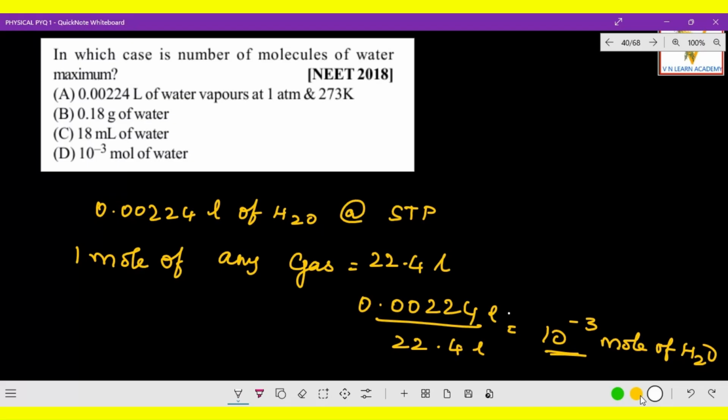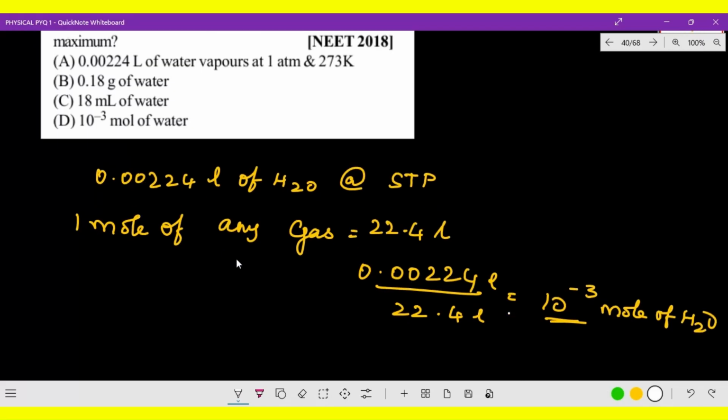Now the second one: 0.18 gram of water. It is very simple. Given mass by molecular mass, the molecular mass is 18, so here it is 0.01 mole. Right. Now the next one, 18 ml of water.